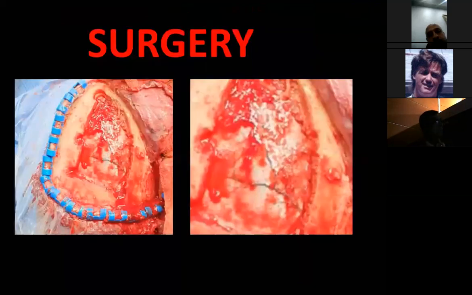This is the anesthesia chart. It took 8 hours to operate on this lady. And before we started, Dr. Faraz took this picture of the embolic material inside the meningeal vessels. So let's see the surgery.